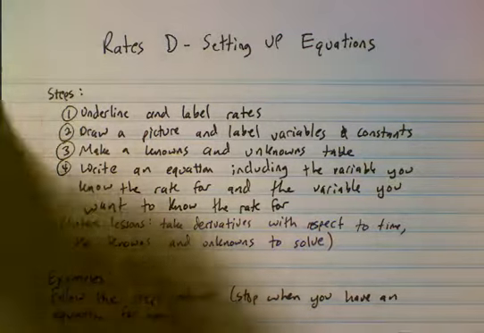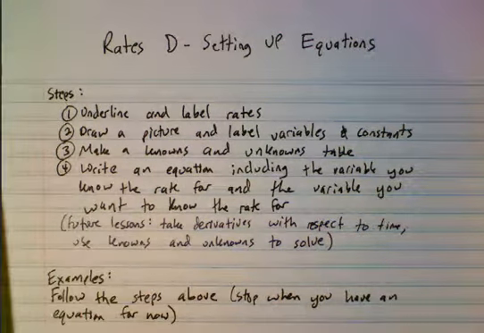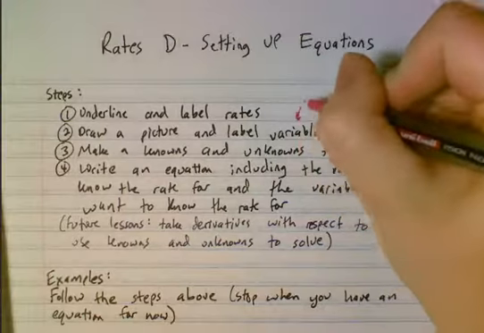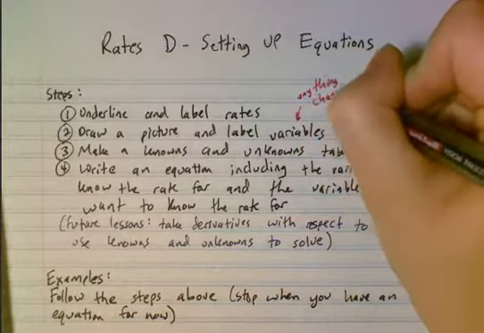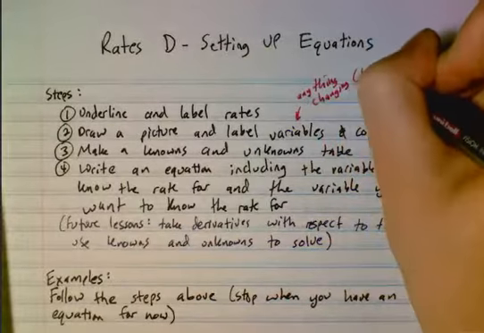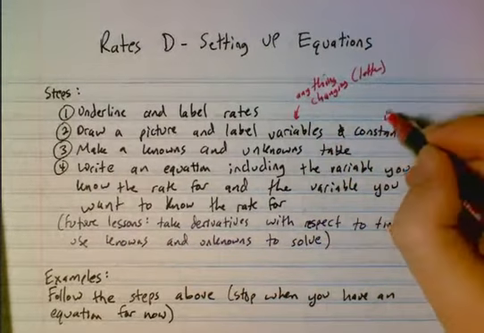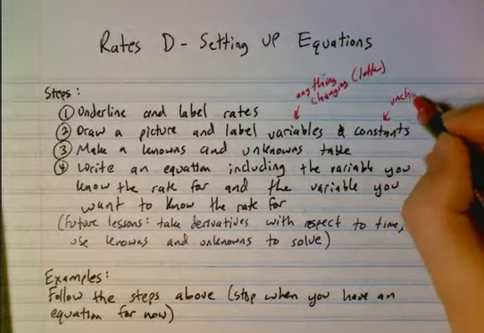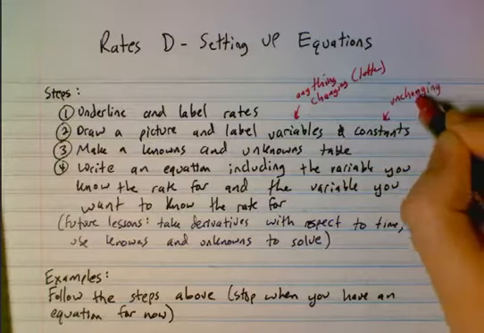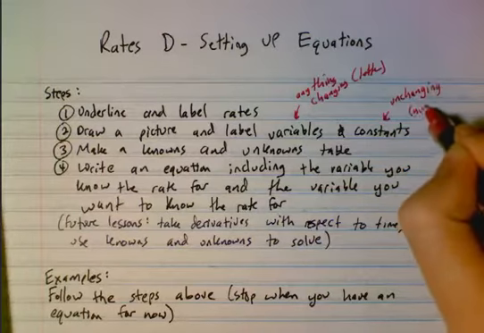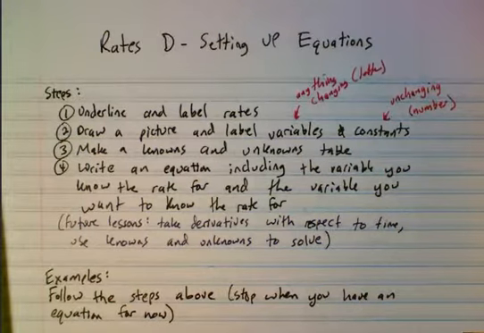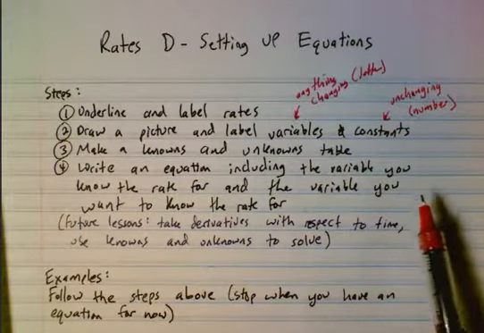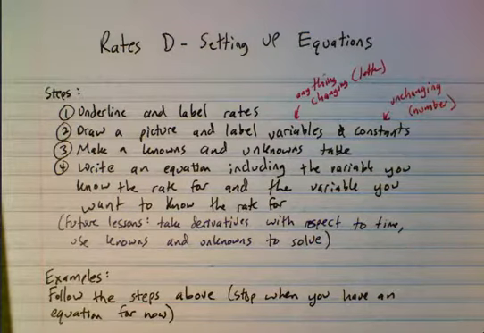Variables are anything that's changing, and these get a letter. And constants are unchanging, and the number should be given to us. We're going to make a knowns and unknowns table, write an equation that includes the variable we know the rate of and the variable we want to know the rate of. And we're going to stop there for now.